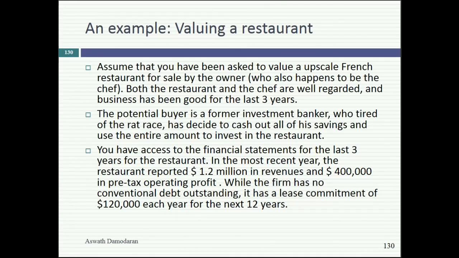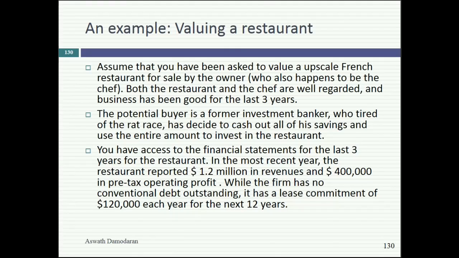So let's start by setting up an example. Let's assume that you decide you want to buy a restaurant. Why? You've been watching too much of the Food Network. You say, this sounds exciting. I want to buy a restaurant. Okay? So you take the rest of your savings. You quit your job and you try to buy the restaurant. I own this restaurant. I'm a French chef. This is an upscale restaurant. You're going to buy the restaurant from me.